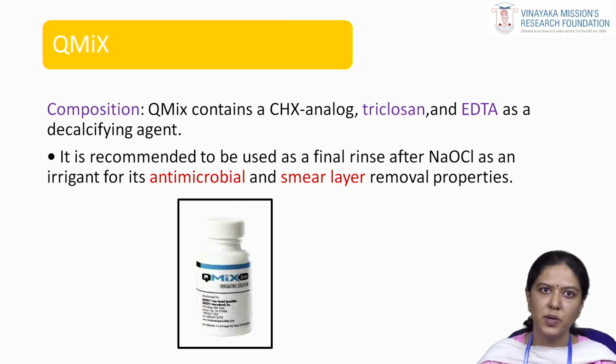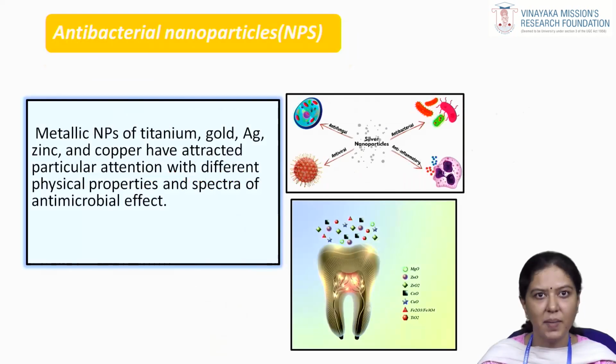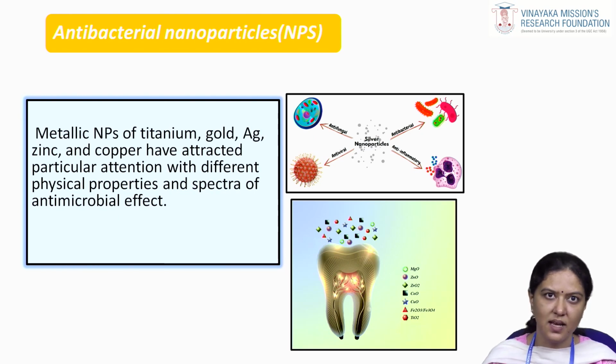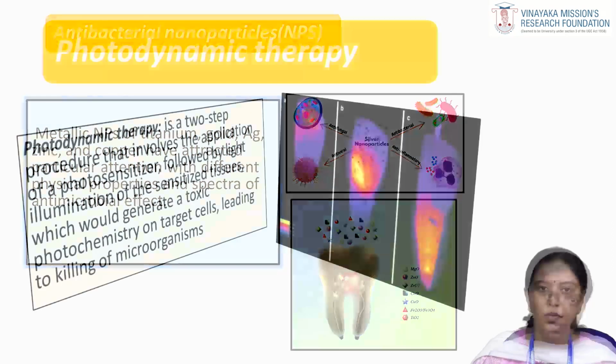It is recommended to be used as a final rinse after hypochlorite irrigation for its antimicrobial and smear layer removal properties. Antibacterial nanoparticles are metallic nanoparticles of titanium, gold, silver, zinc and copper, having attracted particular attention with different physical properties such as ultra small sizes, large surface area, increased chemical reactivity and widespread antimicrobial effect.